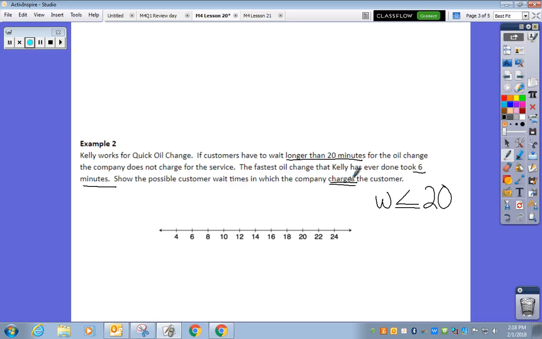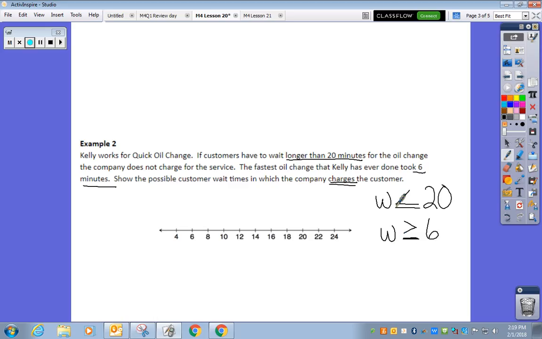Now, the other piece to this is that the fastest one that Kelly has ever done took 6 minutes. So what that means is that you would have to wait at least 6 minutes. Okay, so that's the very least amount of time. So at least, remember, would mean that she's done it in 6, so it could be equal to 6, but typically it's greater than 6 minutes to have one done, since that is the fastest time she's possibly done.